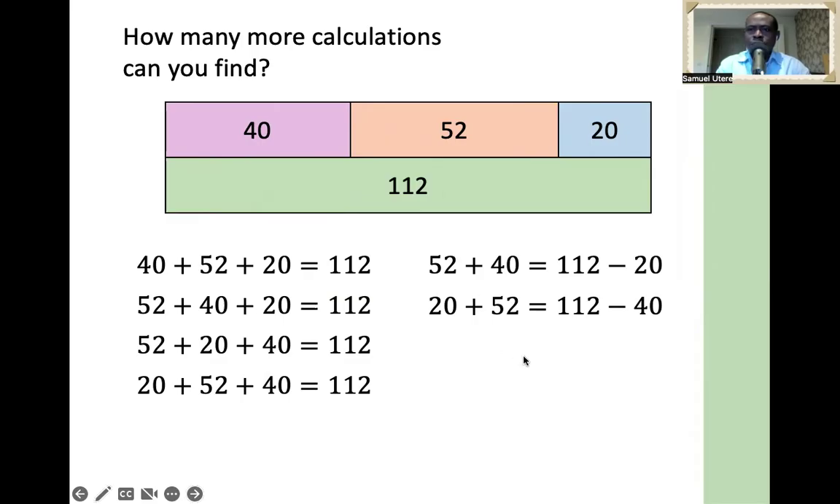I think there is one more calculation that you may not have spotted, but it is quite obvious. Well, here it is. 112 subtract 52 will be equal to 20 add 40.